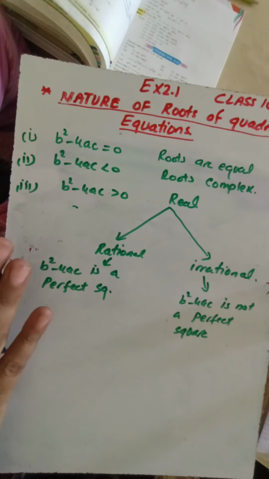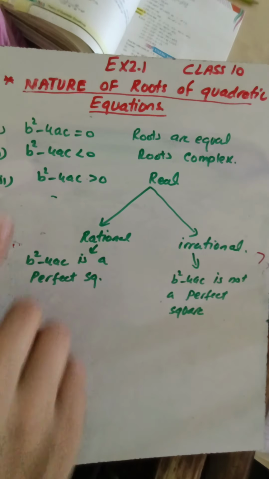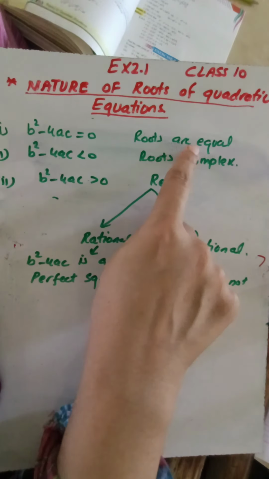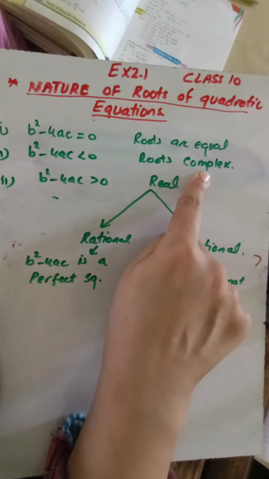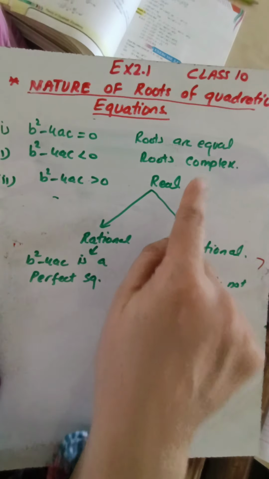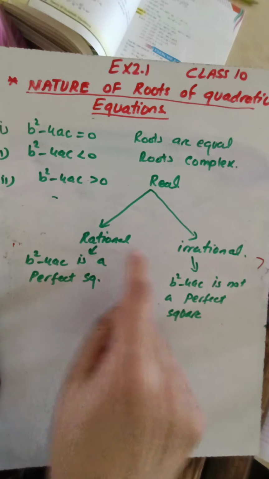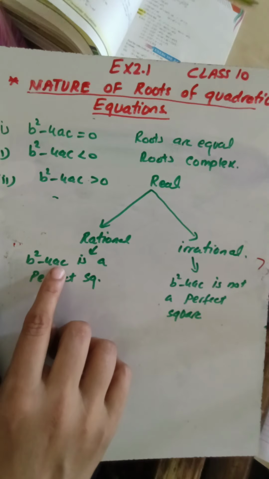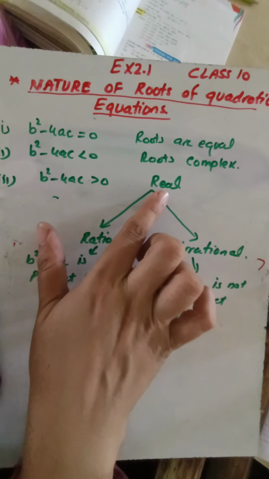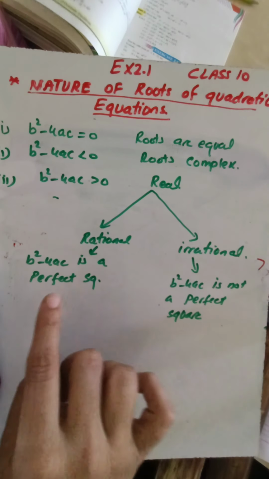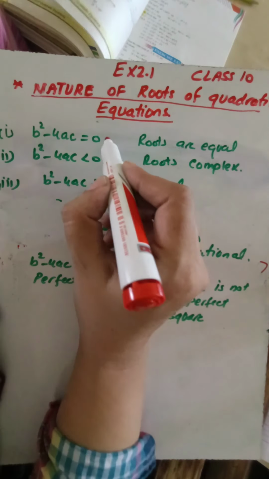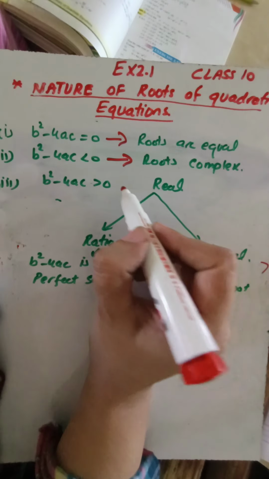If they want you to find the nature of the quadratic roots, you just need to calculate and focus on the discriminant. If it is equal to 0, then declare that roots are equal. If it is less than 0, then declare that roots are always complex. If b square minus 4ac is greater than 0, then the roots are going to be real. But whether these roots are going to be rational or irrational depends upon whether b square minus 4ac is a perfect square or not. If it is not a perfect square, the roots are going to be real, but irrational. If it is a perfect square, then they are going to be real and rational. Okay, so this is the whole story.